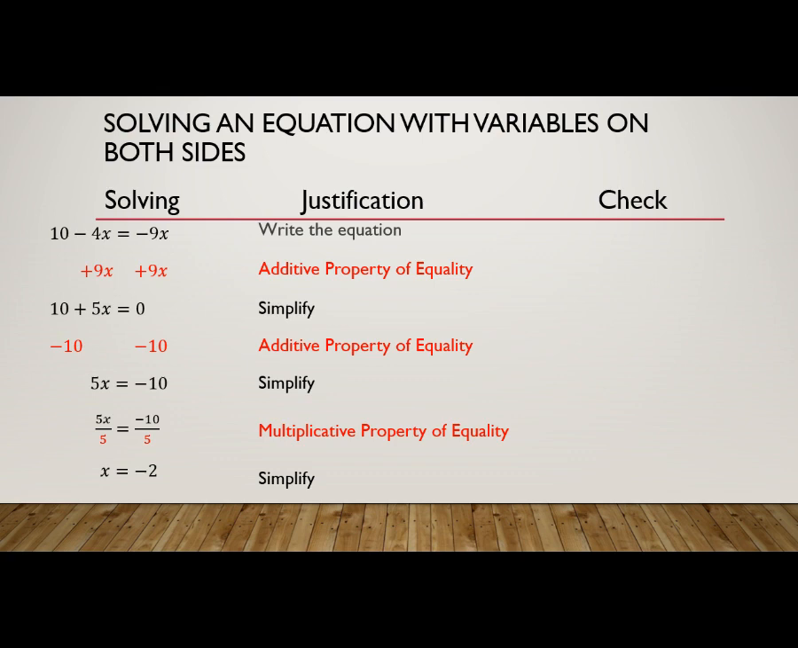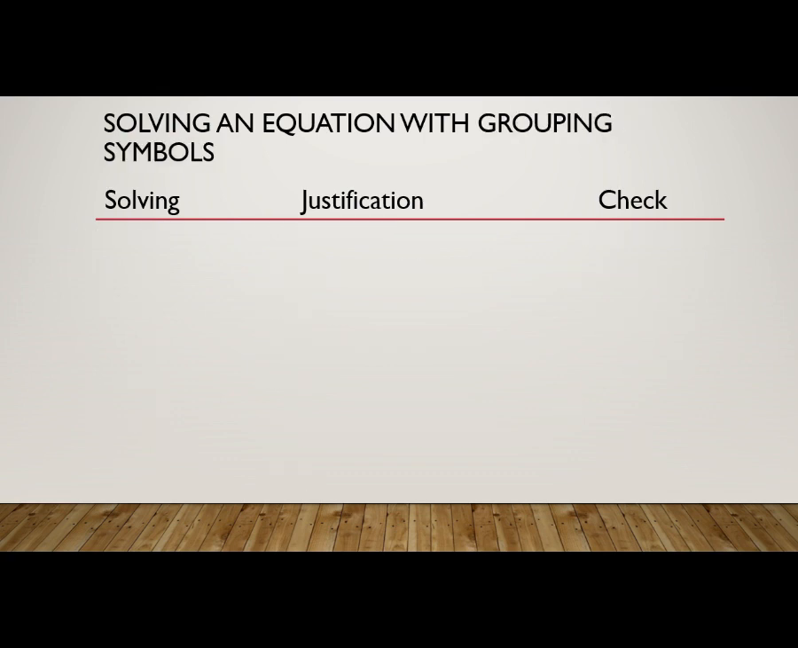Check your answers. In order to check our answers, we just rewrite the equation. We change the x in the equation to our answer, in this case, negative 2. We're going to get 10 plus 8 is equal to 18. 10 plus 8 is 18. This is a true statement. This is definitely the answer.